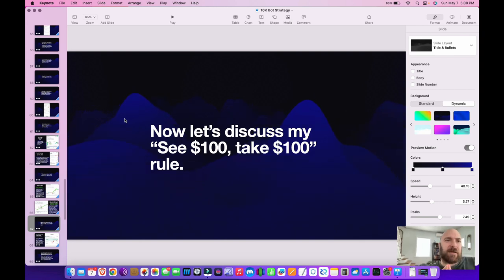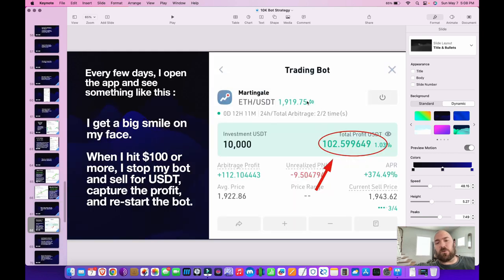Because if I just leave my bot running, I actually miss the opportunity to grab a bunch of profit. So I started doing something, and I call it C100, take 100. What it really means is that when I log into my trading bot and I see this, see right now this trading bot is in 102 profit.